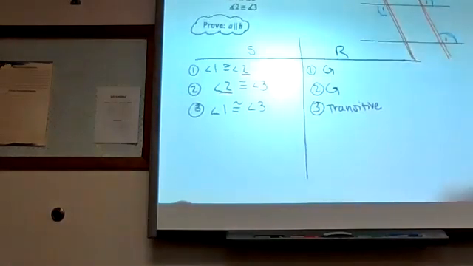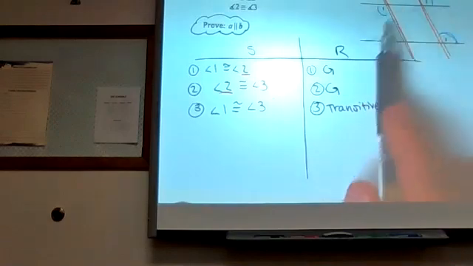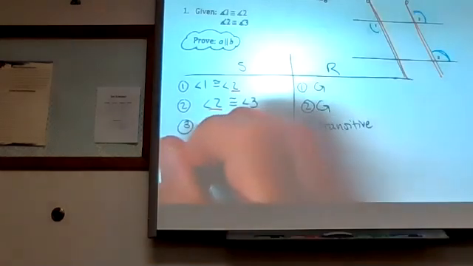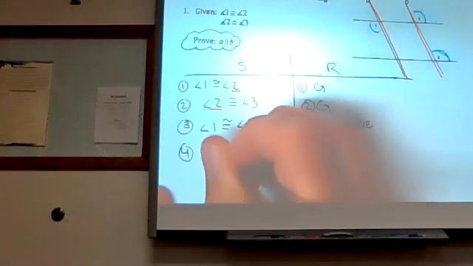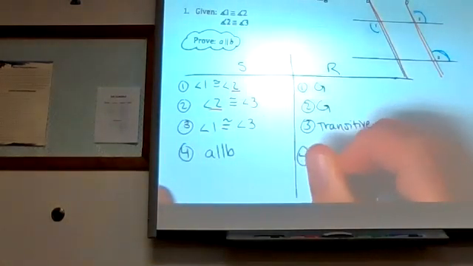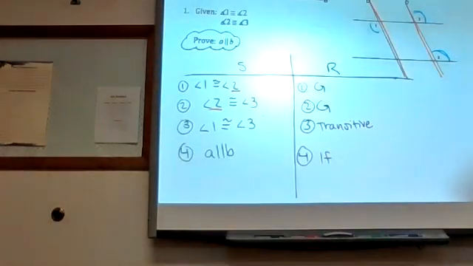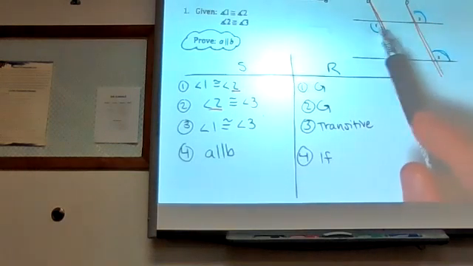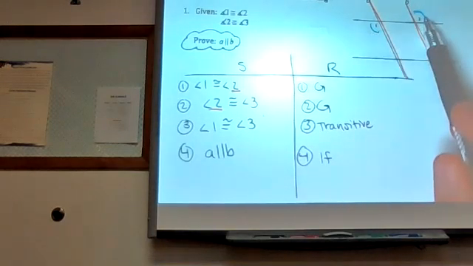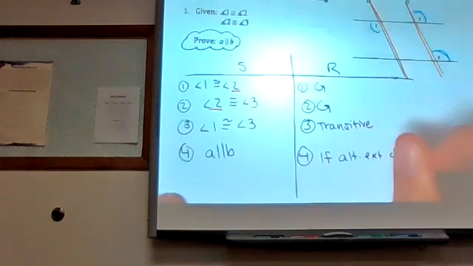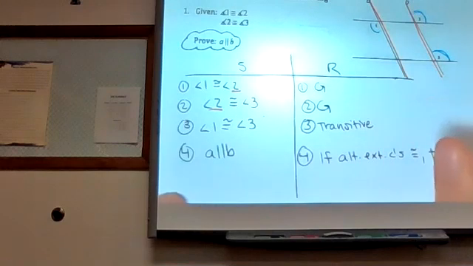Okay. Now, if 1 is congruent to 3, that's what we prepped ourselves. We said we wanted that. So now I can say those lines are parallel because, what did we say those angles were? If the alternate exterior angles are congruent, then the lines must be parallel.